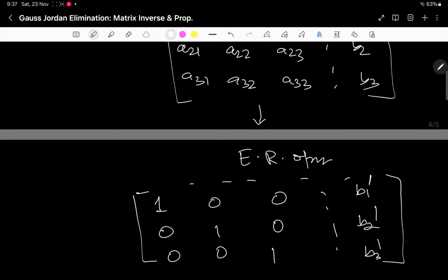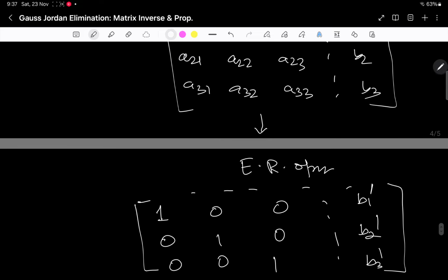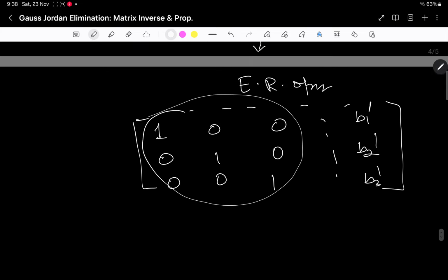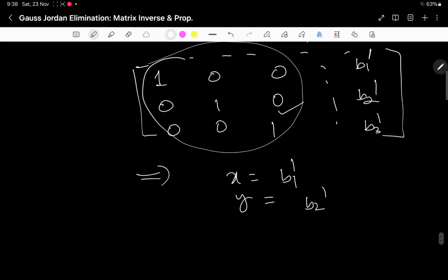Okay, then what will happen? As per the working rule of the Gauss elimination method, can we not bring this as an identity matrix? Then what will happen here? This implies my x is equal to my b1 dash, and the second row will give me y is equal to my b2 dash, and the third row will give me z is equal to my b3 dash.